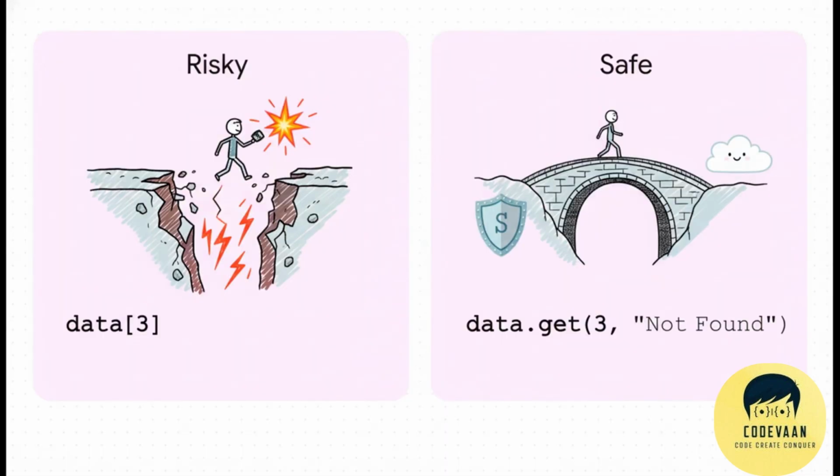But don't worry, there is a much, much safer way. Instead of those risky square brackets, we can use the .get method. When you use .get, if it can't find the key, it doesn't crash. It'll just give you back None. Or, and this is really cool, you can give it a default value, like "not found". It's the professional, non-crashy way to get your data.